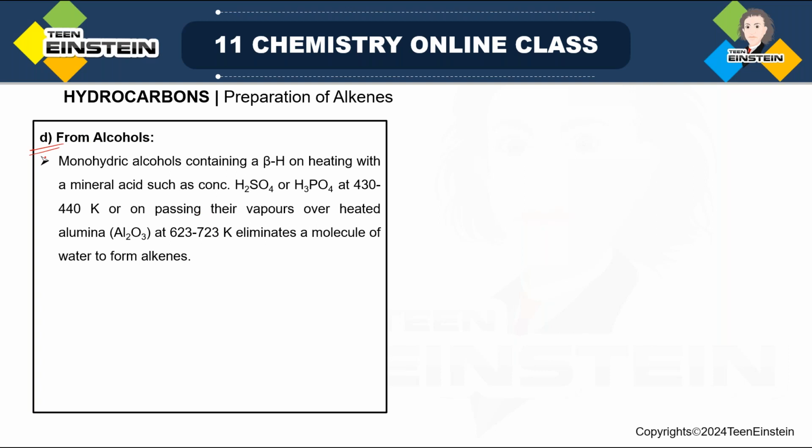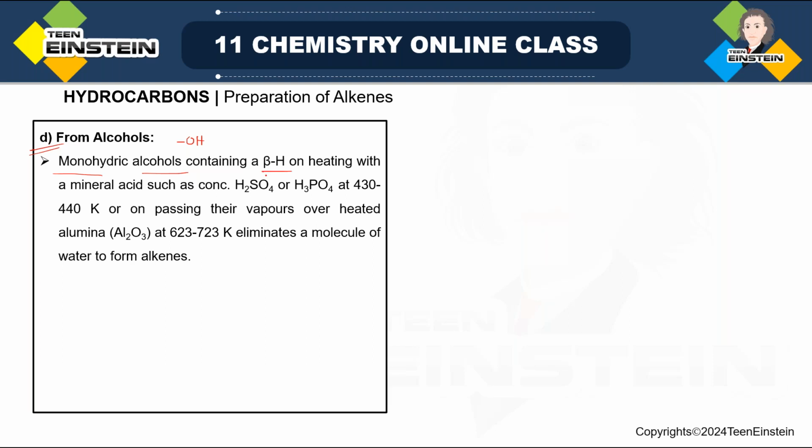Now in this case, the starting material will be some alcohol. So you will take alcohol as the substrate and prepare alkene. We will obviously take a monohydric alcohol, because if there is more than one OH group, there will be formation of more than one C=C double bond. To keep things simple, so that only one C=C bond forms, we take monohydric alcohol, meaning only one OH group is present.